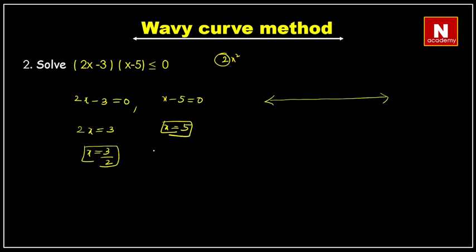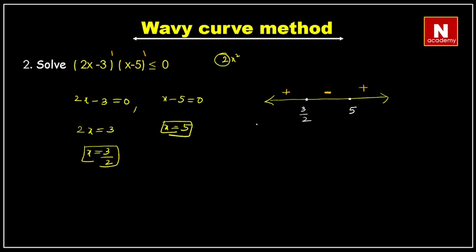This is the number line. Here equality is given for 3/2 and 5, both are included, that's why I am taking dots. Mark the signs. Put a positive sign on the right of the largest critical point. Here the largest critical point is 5, that's why plus. Now observe the factor (x − 5). The power of (x − 5) is 1. 1 is odd, that's why the sign changes from positive to negative. Now observe the other bracket, 2x − 3, whose power is also 1. 1 is odd, that's why the sign changes from minus to plus.